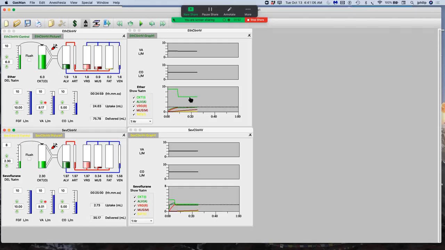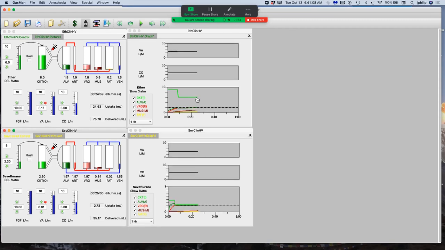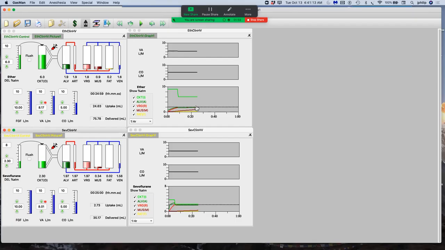Is there any danger with having the inspired concentration so high compared to the expired concentration? The answer is, let's see what happens if we hyperventilate both of these patients in the middle of the anesthetic. I shall do that now. So the ventilation has gone up, the ventilation has gone up.